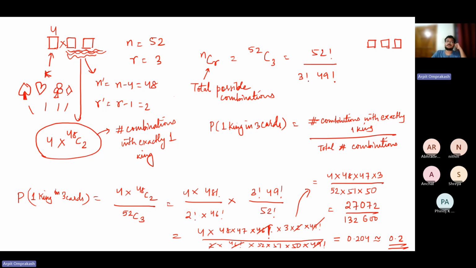Then that will again be multiplied by 4, because we have 4 king cards, 4 cards of king in each of the suits. So it can be either a spade, a heart, a club, or a diamond. Right. So it's 4 into 48C2 divided by the total number of possible combinations, which is 52C3.